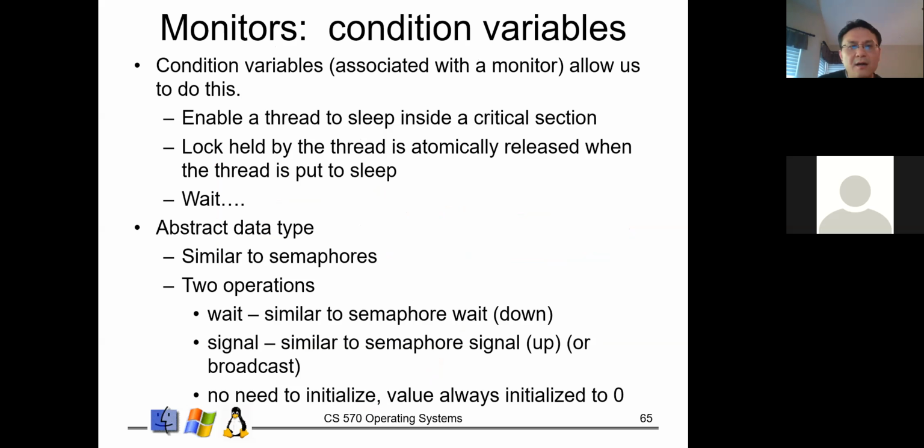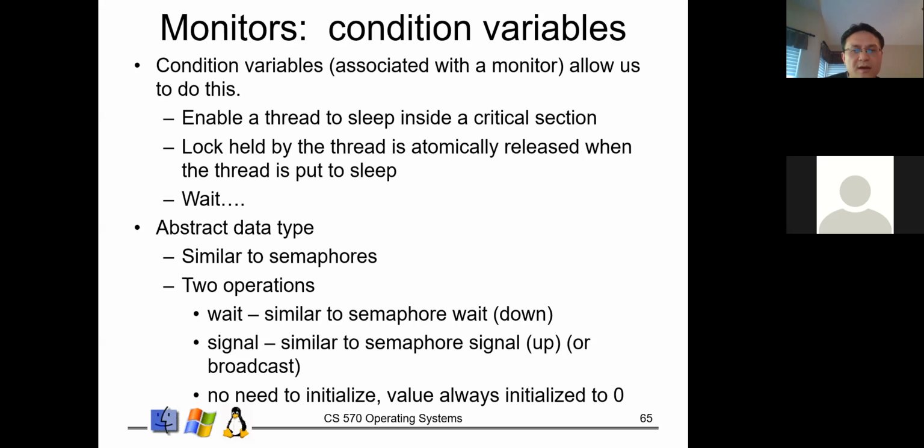Basically, condition variables are used to allow us to put a thread to sleep inside a critical section. Essentially, when you put the thread to sleep, at that same moment, you need to have the thread give up the lock. So putting the thread to sleep and having the thread give up the lock, these two things need to happen atomically. This is how the condition variable works.